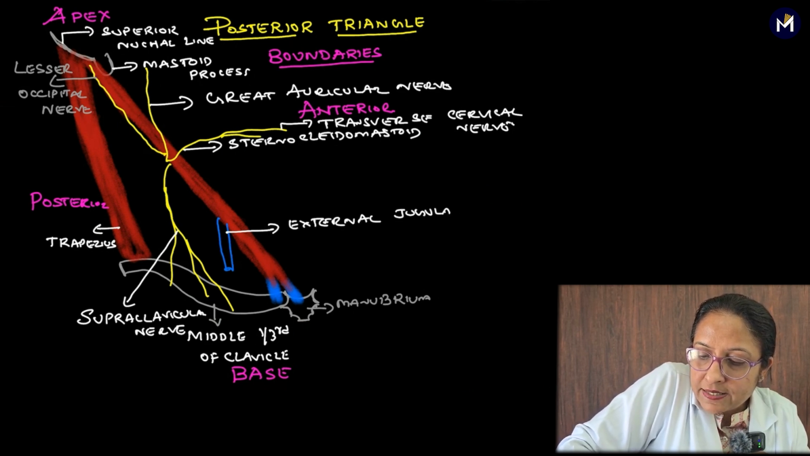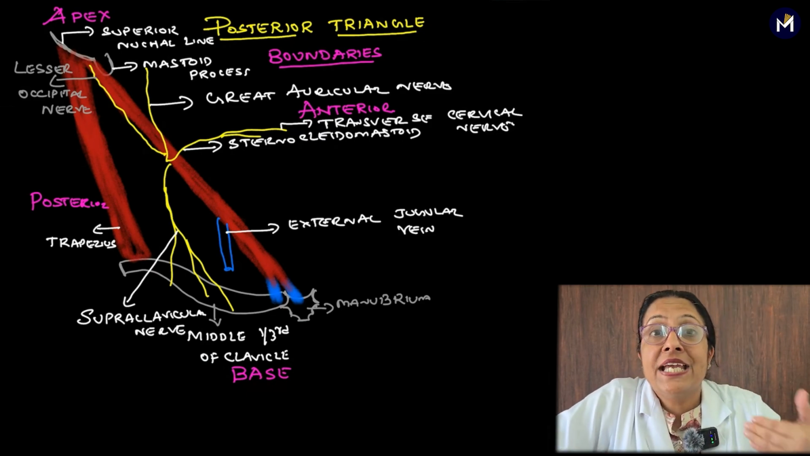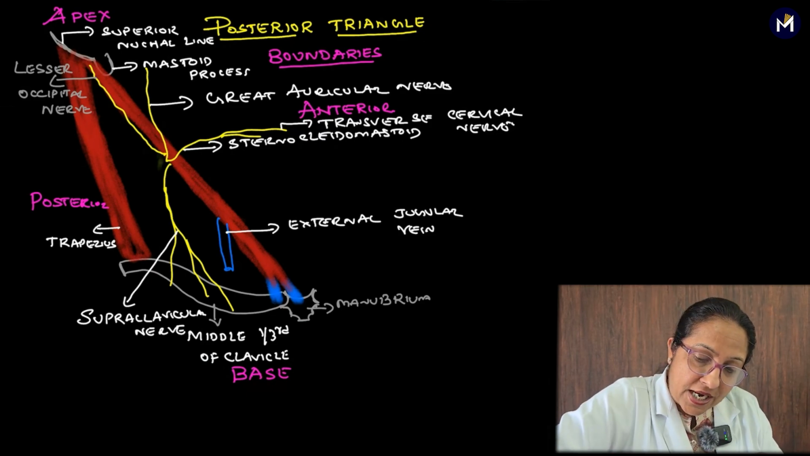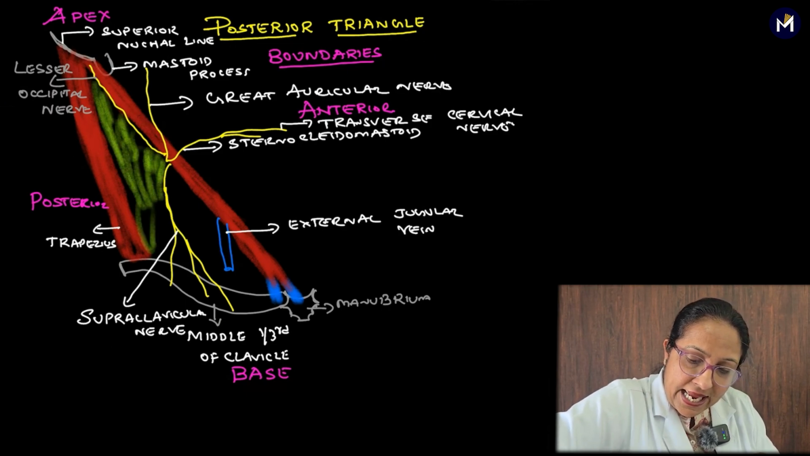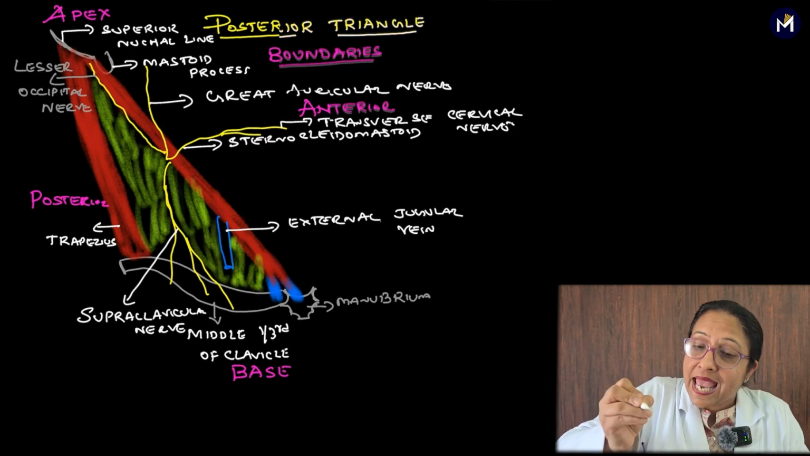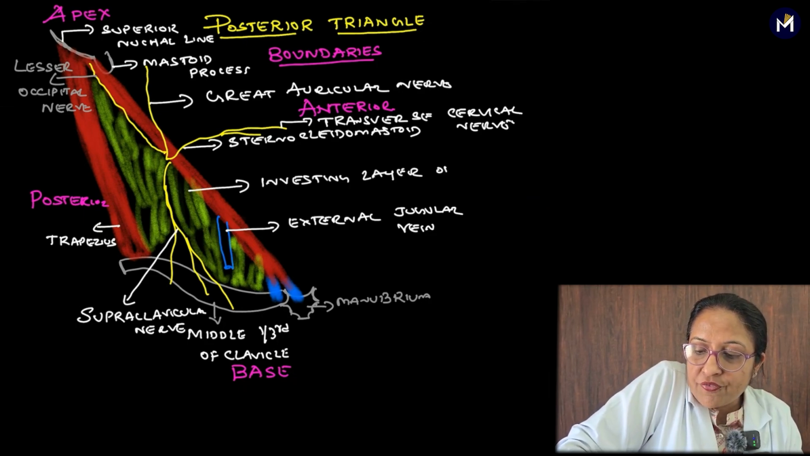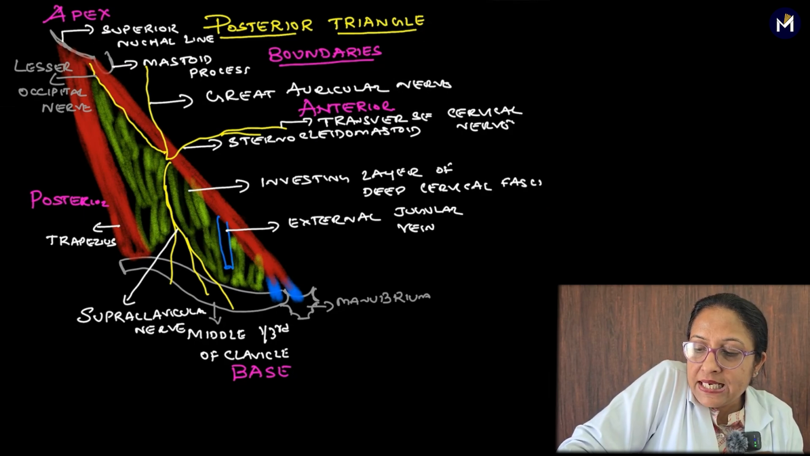So beneath these, we have the investing layer of deep cervical fascia. So this thin shade here, this is investing layer of deep cervical fascia, which is pierced by these cutaneous nerves and also by external jugular vein. So this is investing layer of deep cervical fascia, which forms the final roof.